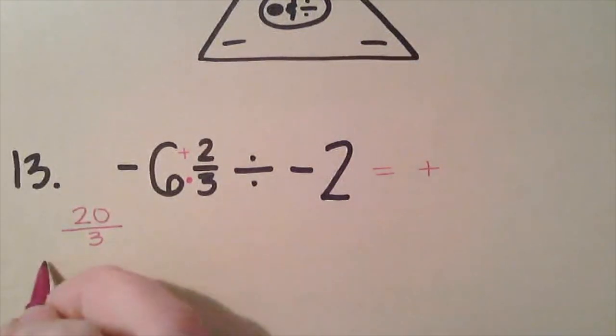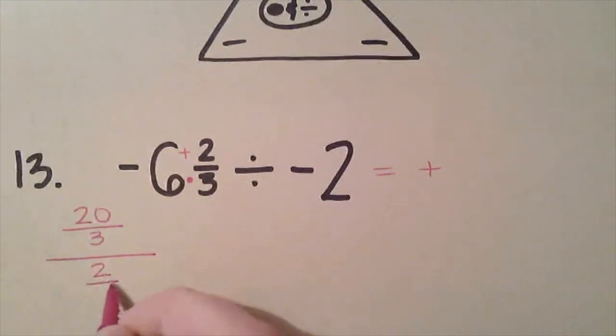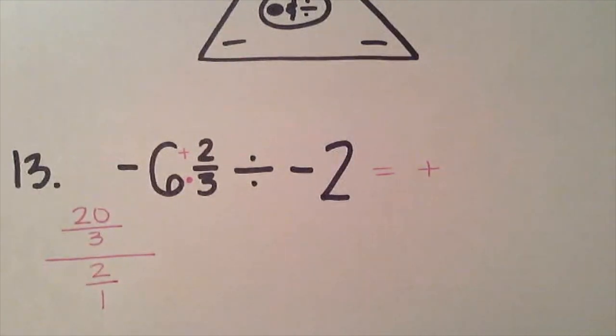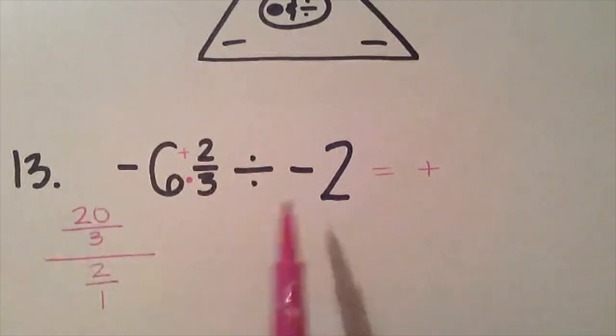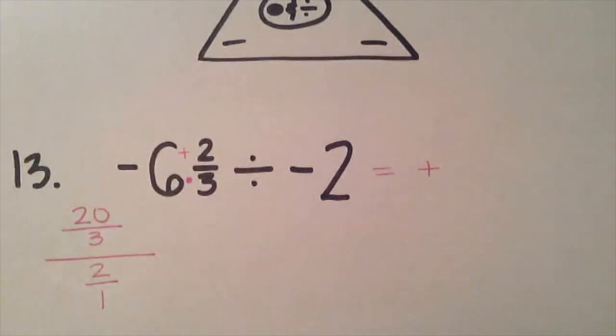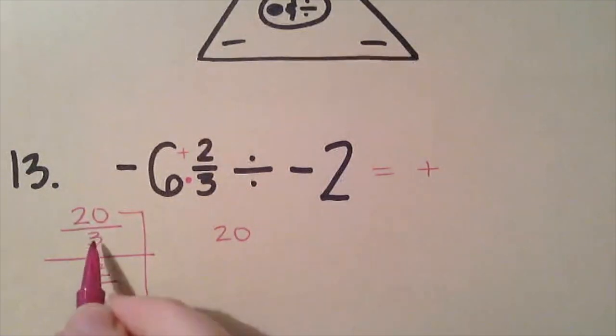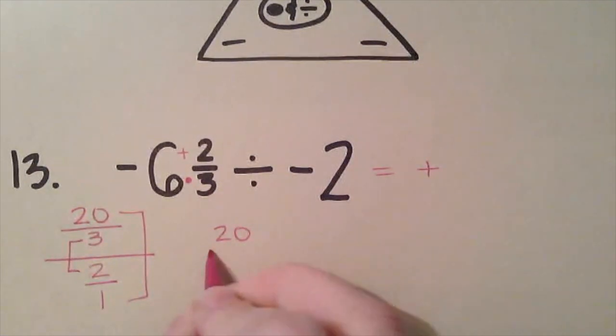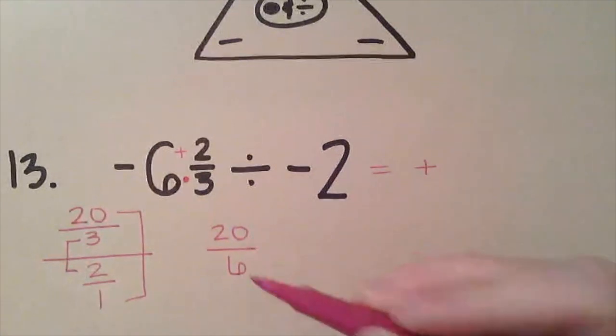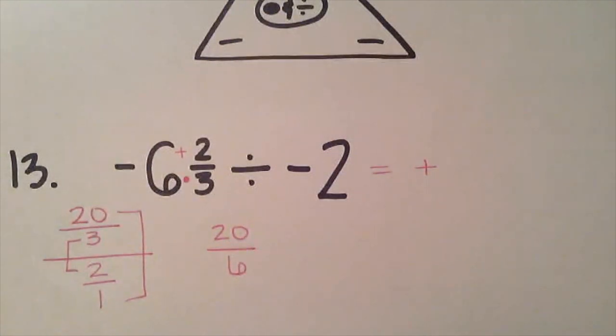My 2 becomes 2 over 1. And that's how I set up my complex fraction. Again, you can bring your negatives into the complex fraction. You don't have to. I like to just leave them go because I've already put my sign in my answer. So, outers first, 20 times 1 is 20. Inners come next, 3 times 2 is 6. 20 over 6 is my improper fraction, and I want to change that to a mixed number.